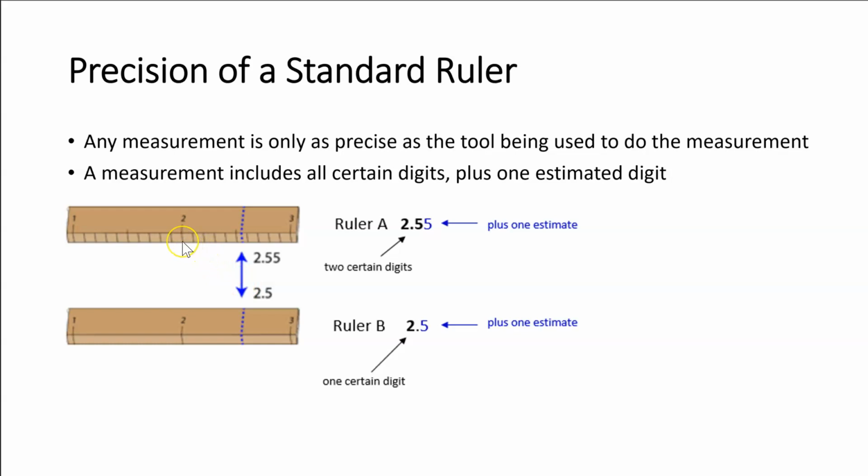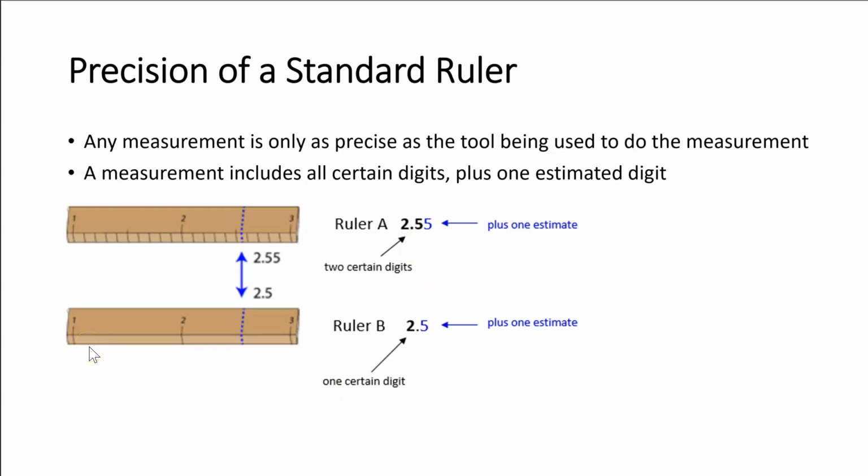But with this first ruler, you can see that you have 2, say, centimeters, 2.1, 2.2, 2.3, 2.4, 2.5 centimeters you know for certain. And then you estimate this last digit. You say, well, this is half of a millimeter. So we'll say this measurement is 2.55 centimeters. The 2.5 is certain using this ruler, but the 5 at the end is an estimate.